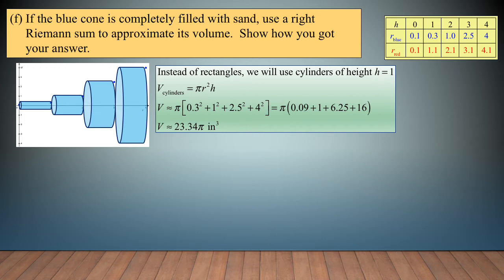So therefore V will approximately equal pi times the quantity 0.3 squared plus 1 squared plus 2.5 squared plus 4 squared, which is pi times the quantity 0.09 plus 1 plus 6.25 plus 16, getting an answer of approximately 23.34 pi cubic inches. 2 points for this problem, 1 point for showing the formula, 1 point for the answer.